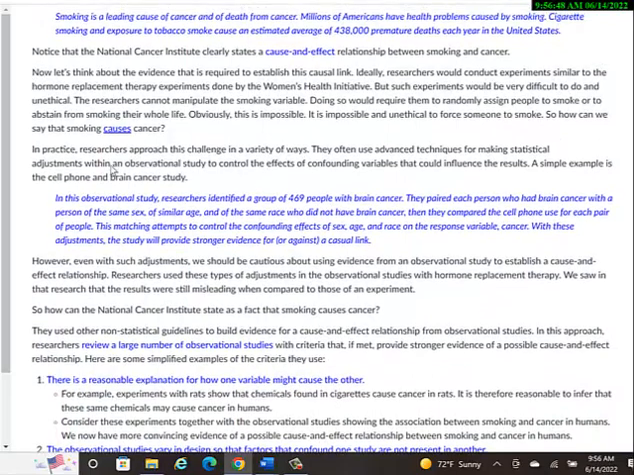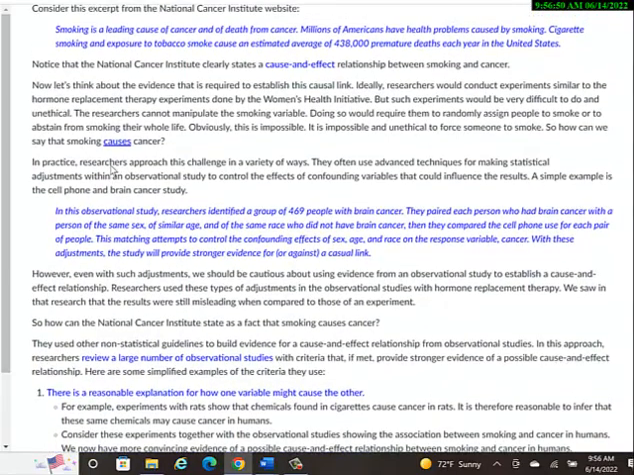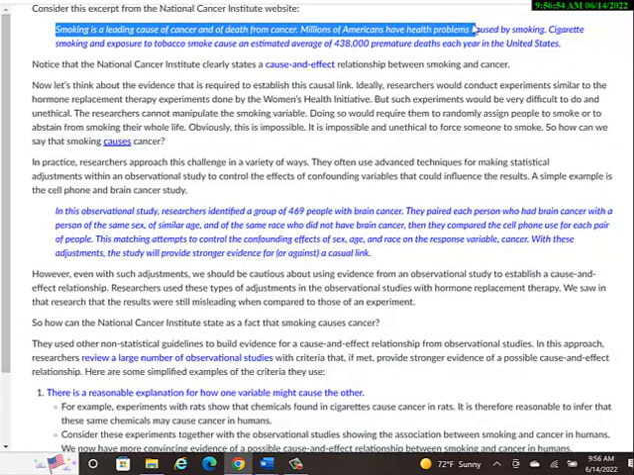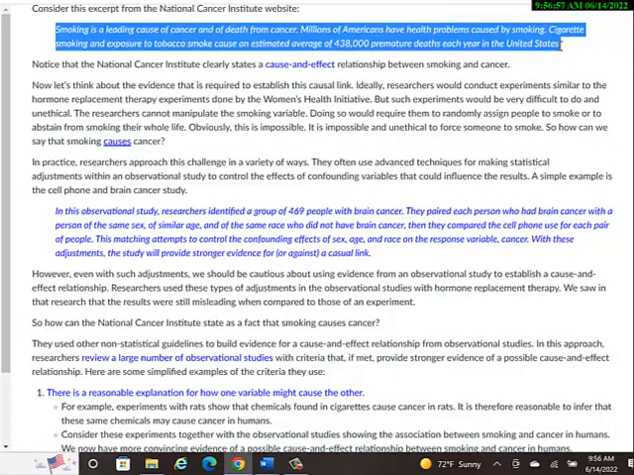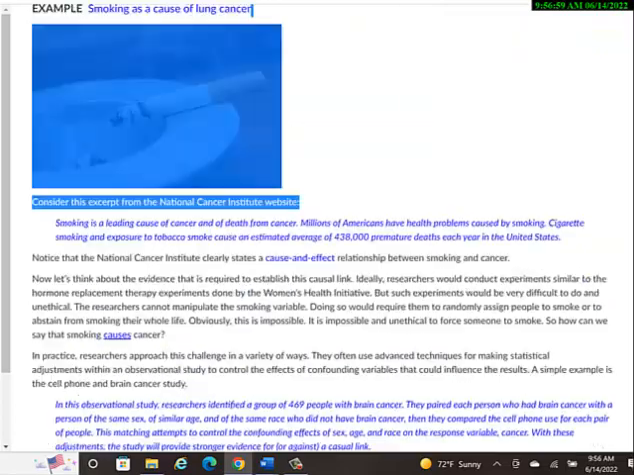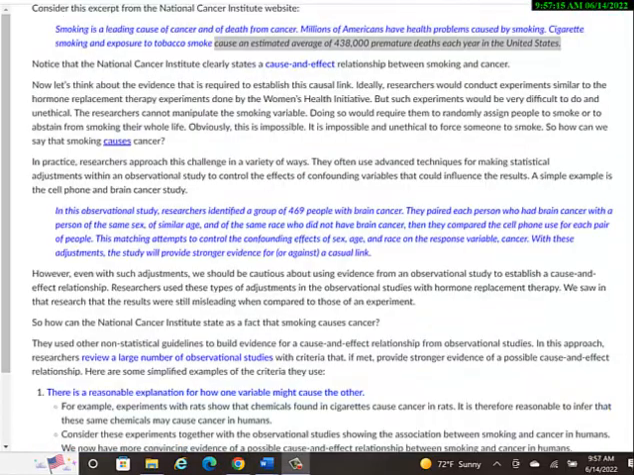Let's see, it says, smoking is a leading cause of cancer and death from cancer. So millions of Americans have health problems caused by smoking. Cigarette smoking and exposure to tobacco smoke cause an estimated average of 438,000 premature deaths each year in the United States.